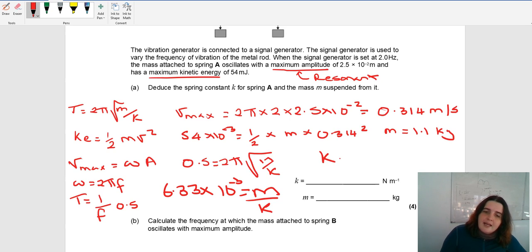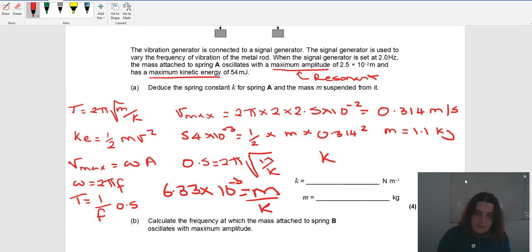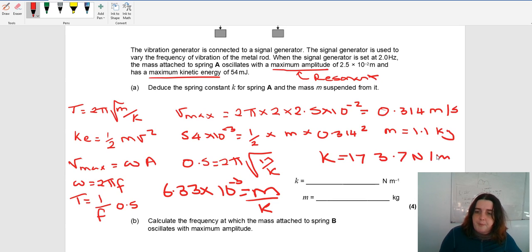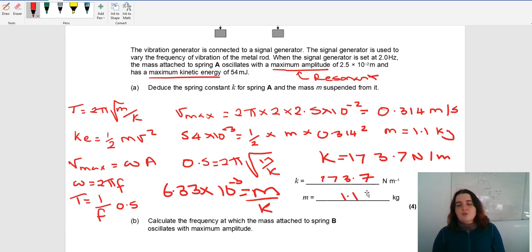So k equals 1.1 divided by that. I've got k equaling 173.7 newtons per meter. So my spring constant is 173.7 and my mass is 1.1. Really important, if they give you lines where you've got to put your answer, please make it clear that that is your answer there.